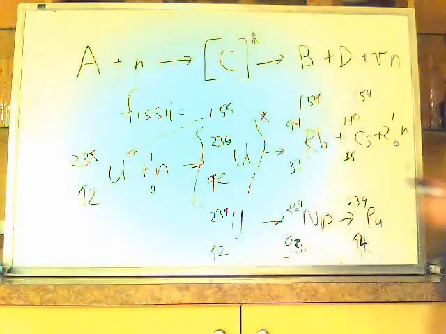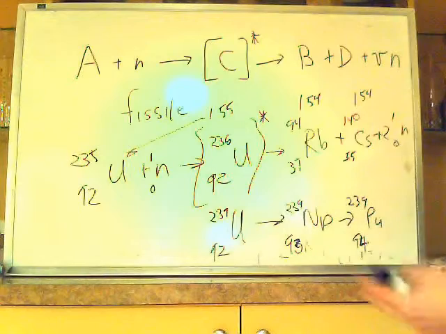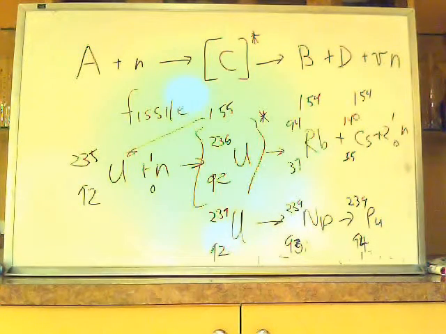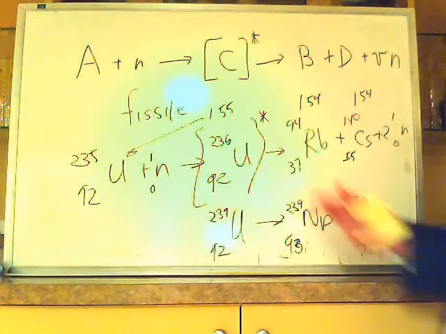Because of that, we know that those two fission fragments are going to produce daughter elements. So they're also going to undergo decay. And if we look at that, we'll find out that rubidium will decay to zirconium through a series of three beta emissions. So it goes from rubidium-94 to strontium-94 to yttrium-94, and finally zirconium-94.